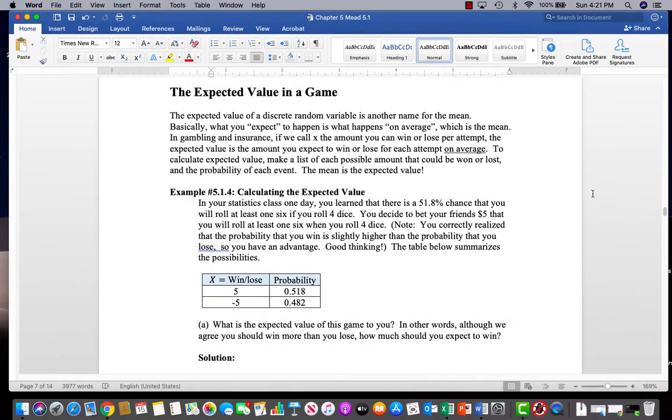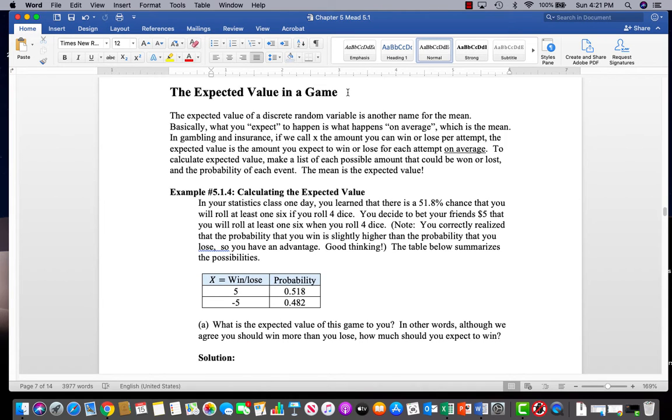Welcome back, everyone. Here we are, still in section 5.1, the chapter about discrete probability distributions and discrete random variables. In this case, we're now looking at an application which is called the expected value in a game.